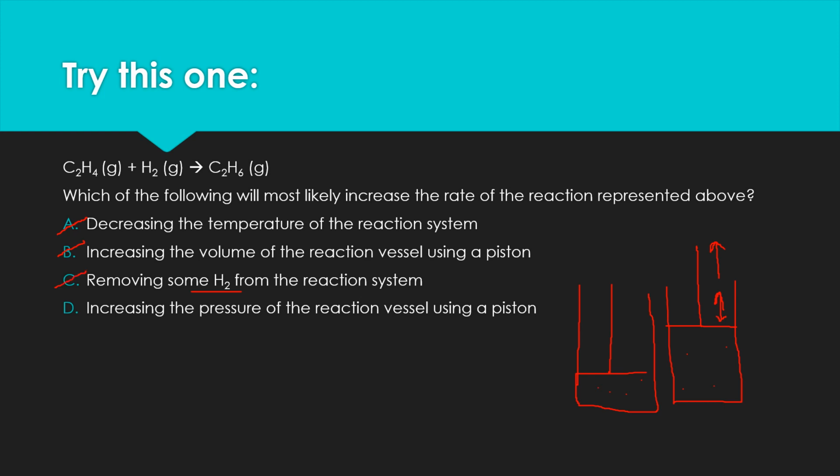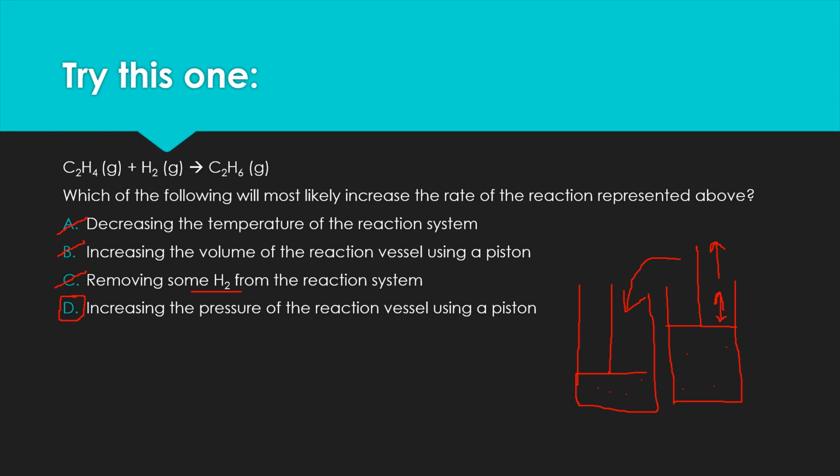Increasing the pressure of the reaction vessel using a piston. So to increase the pressure, we would have to decrease the volume. So it would be going from the one on the right to the one on the left, opposite, pushing it down. So it pushes the particles together, we increase their number of collisions, and they would increase their rate of reaction.